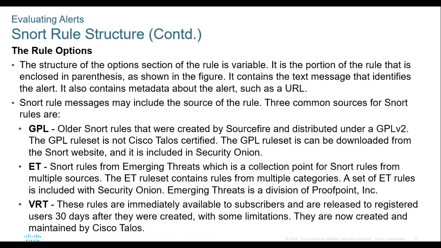Alerts that are not generated by Snort rules are identified by OSSEC or Pattern, among others. In addition, custom local rules can be created. So you can create your own custom rules, or you get the ones from the snort.org website and pull them down into your Security Onion.